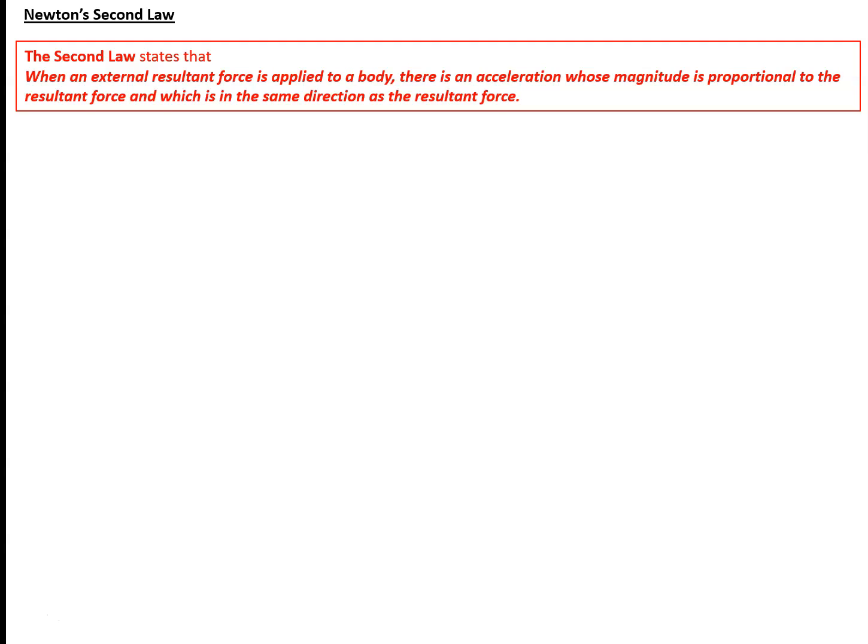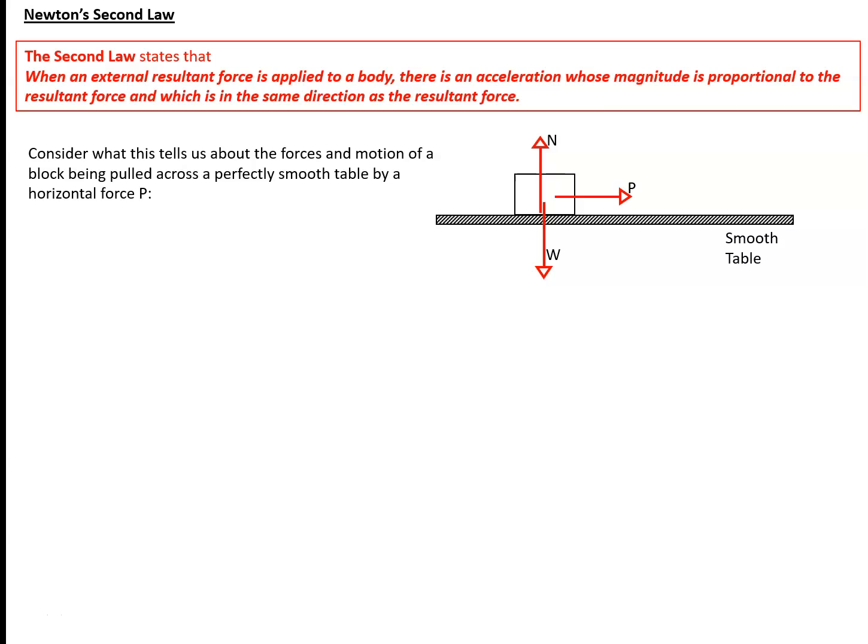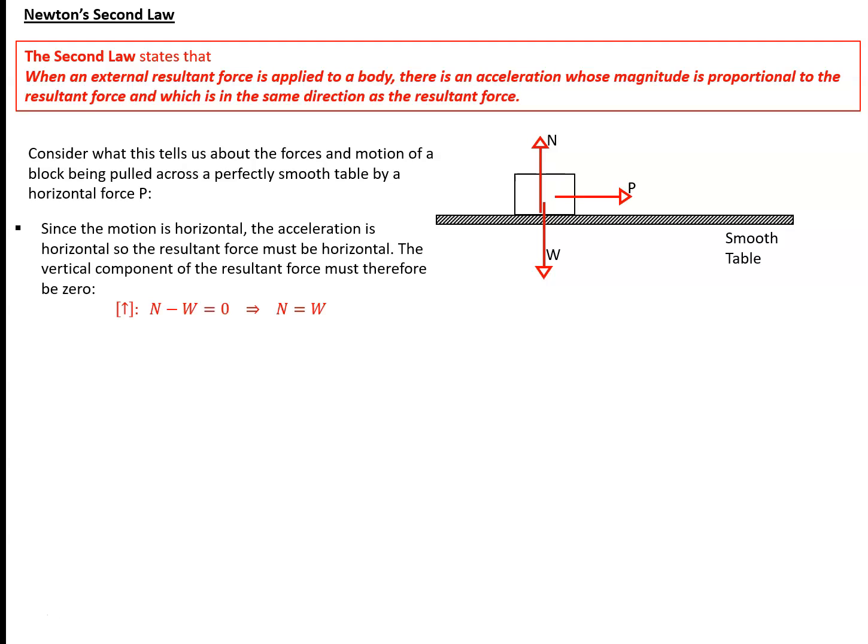Now let's interpret this important statement carefully. Let's interpret it in terms of a very simple example where we've got a small block being pulled across a smooth table by a horizontal force P. Since the motion is horizontal, the acceleration must be horizontal, and that means that the resultant force must be horizontal.